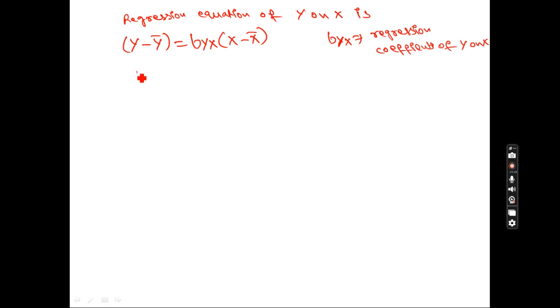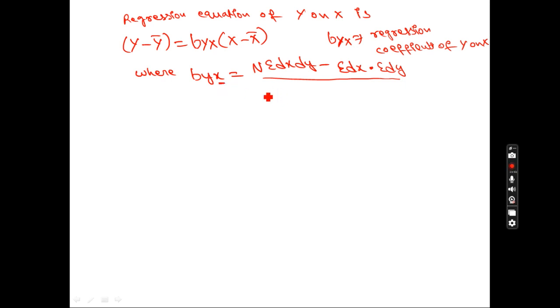The only thing we have to do now is write how to calculate the byx formula. Before, you wrote the same formula, so copy it now: n summation dx dy minus summation dx into summation dy. The numerator is common for x on y and y on x. The denominator will differ, because here x comes in the denominator. So you write n into summation dx square minus summation dx whole square.